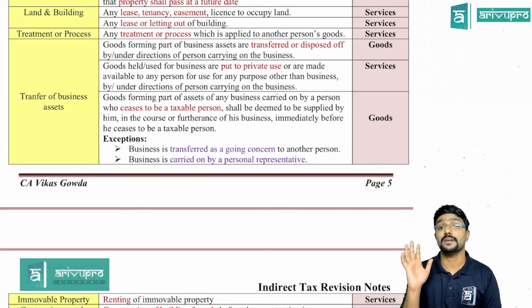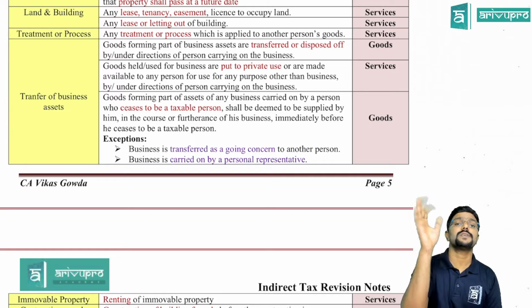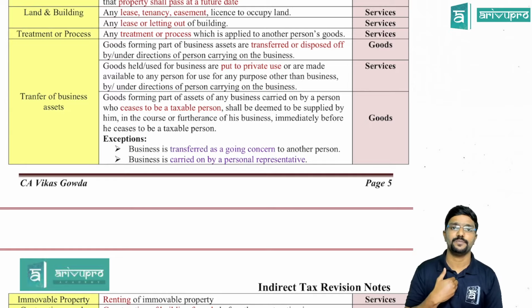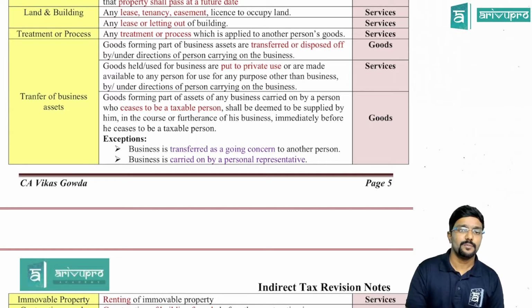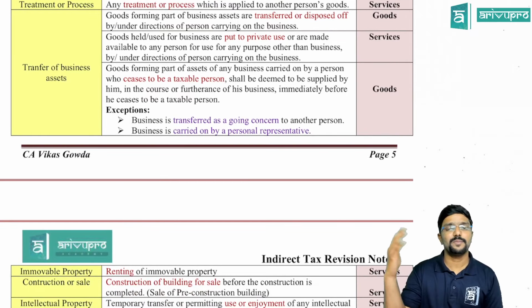Title is not transferred here, but still it is the supply of services. Ownership is still with the business only, but it is used by a particular person, either the owner or employees, for private purpose.